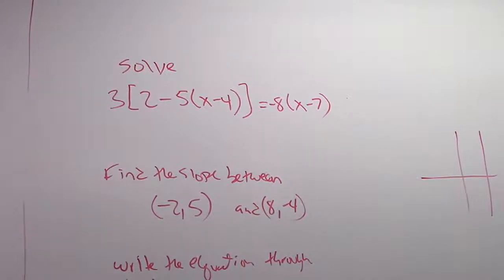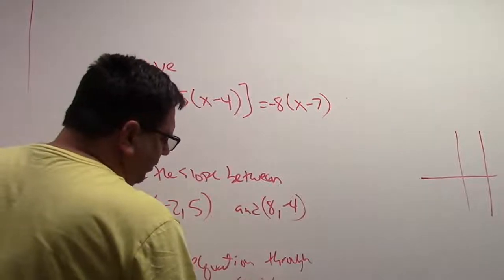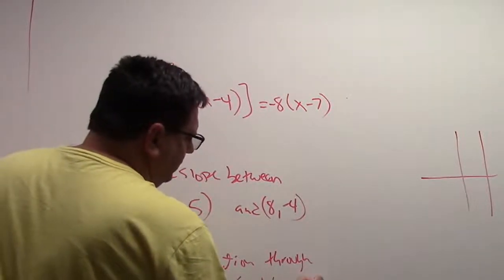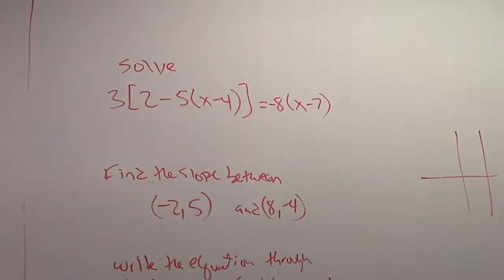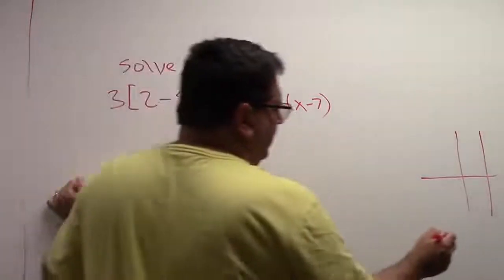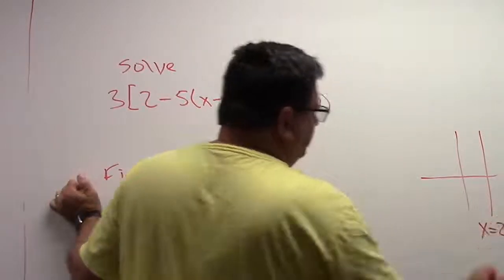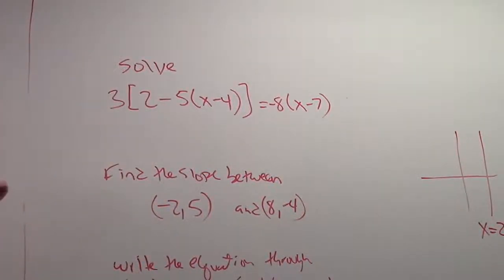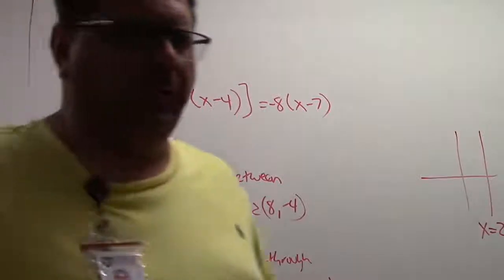All right, so vertical lines are x equals. So if you have to draw a line that's, or write a line that's vertical, by the way, vertical and undefined slope mean the same thing. All right. That's going to be x equals 2. All right. Any questions on that?